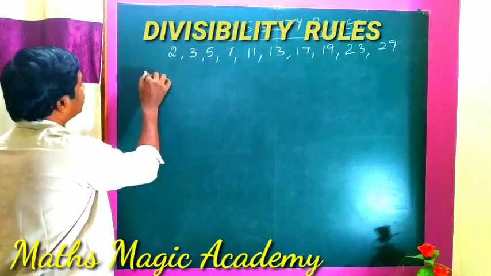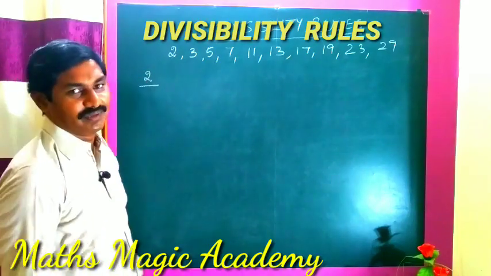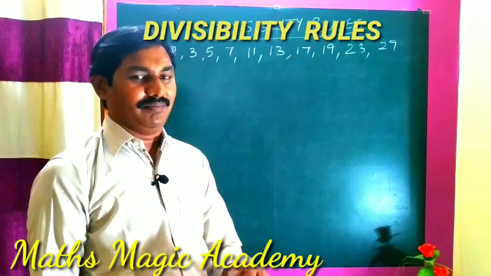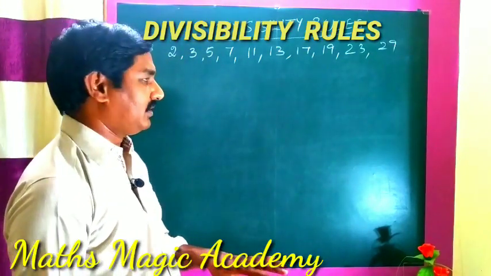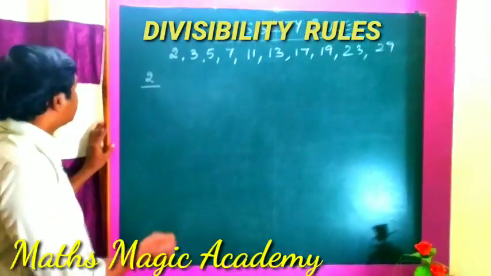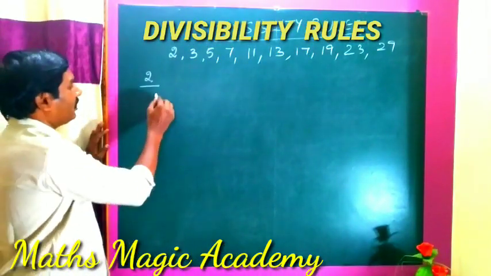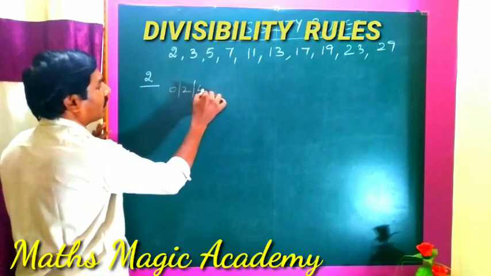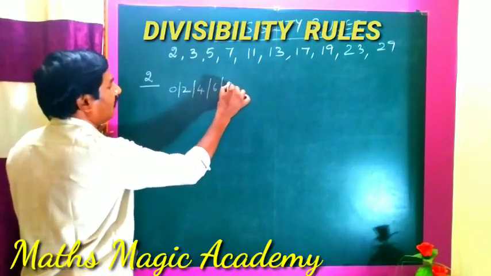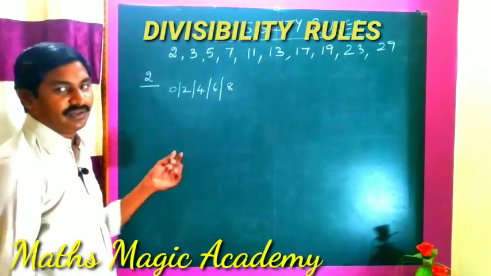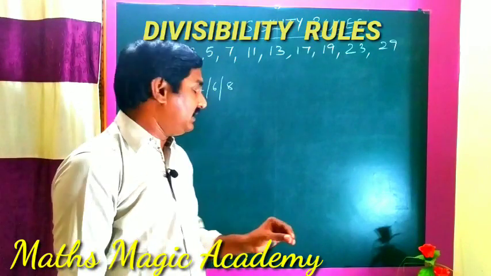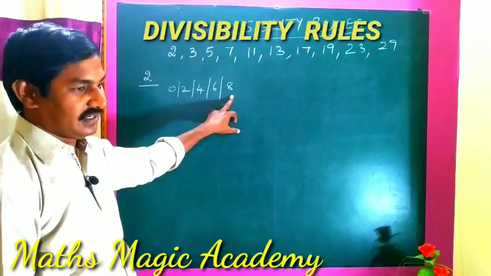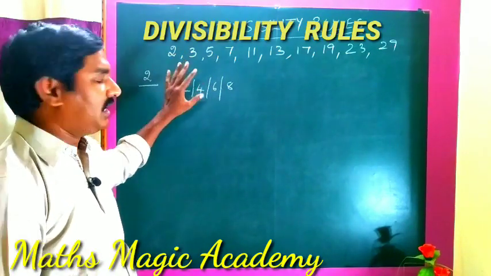First of all, I will discuss the divisibility rule of 2. 2 is an even number. That is an even prime number. 2 is the only even prime number. The divisibility rule of 2 is: if the number ends with the digit 0, 2, 4, 6 or 8, that means the units place of the number is 0, 2, 4, 6, 8, then the number is divisible by 2.